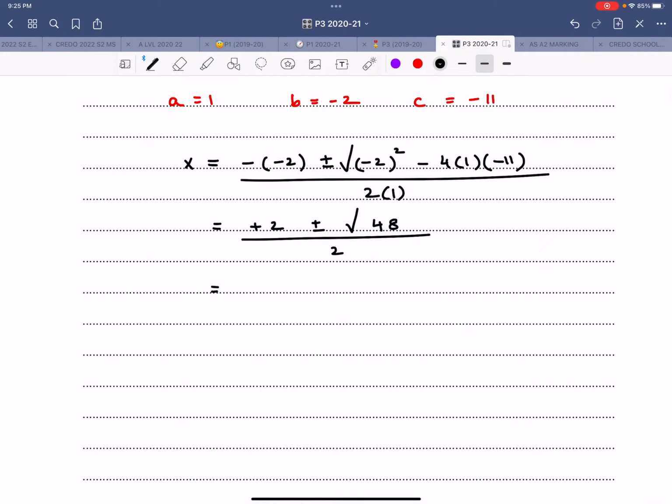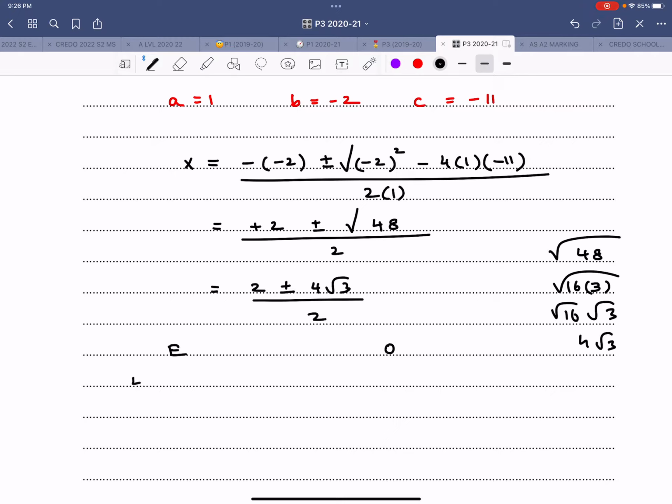48 can be written as 16 times 3. That is root 16 root 3, that is 4 root 3. So what you get out of this is 2 plus minus 4 root 3 divided by 2. Either 2 plus 4 root 3 divided by 2, therefore 1 plus 2 root 3. And the other is 2 minus 4 root 3 divided by 2, which is 1 minus 2 root 3. So these are the two answers for this one.